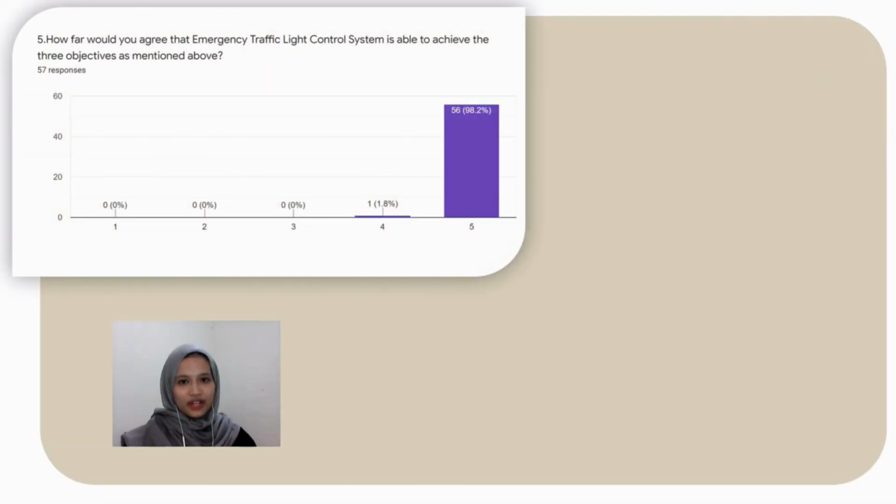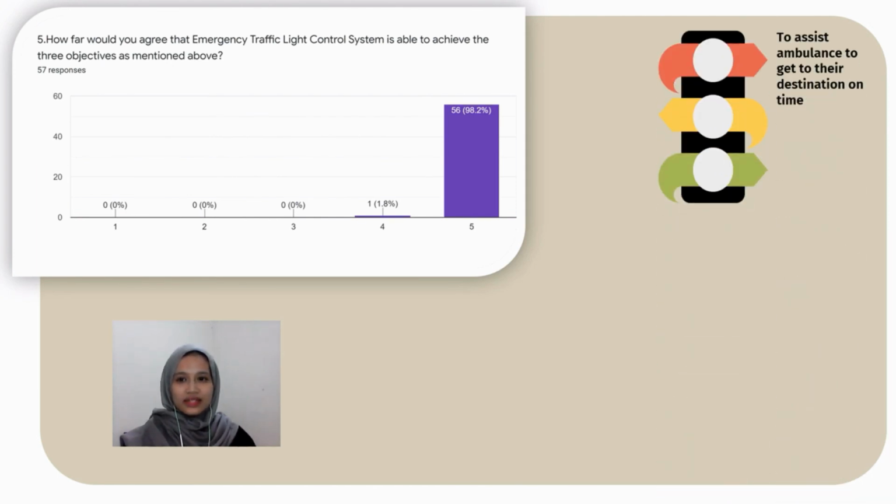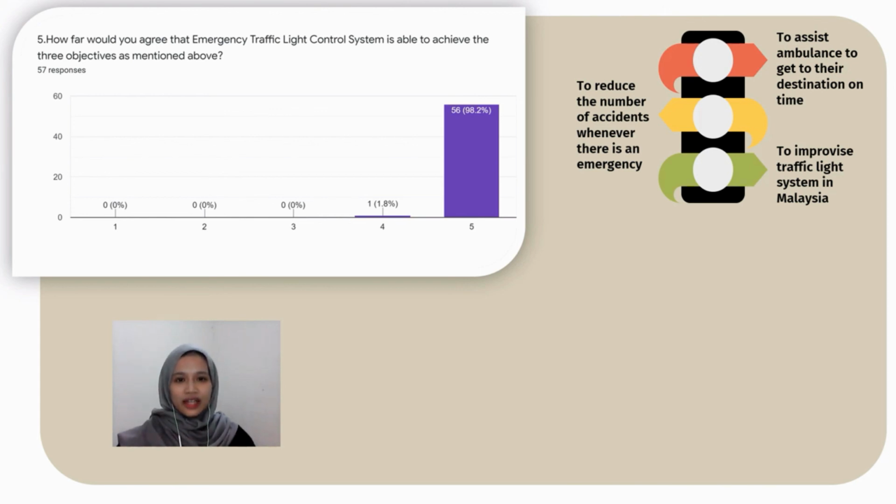For question number 5, we asked whether they agree that this emergency traffic light control system is able to achieve the three objectives as mentioned above. And the three objectives are to assist ambulance to get to their destination in time, to reduce the number of accidents whenever there is an emergency, and to improve traffic light system in Malaysia. From the bar graph, 98.2% of the respondents answered strongly agree that this system able to achieve our three objectives.